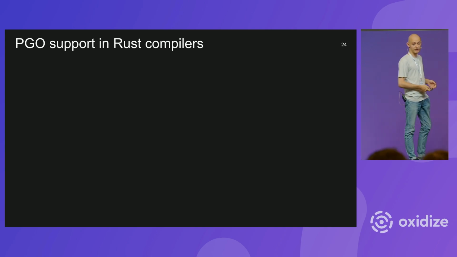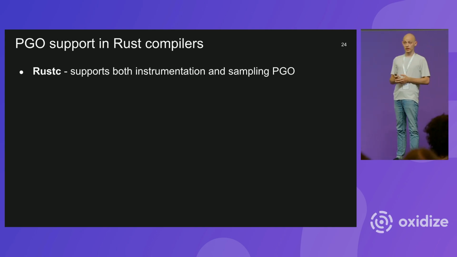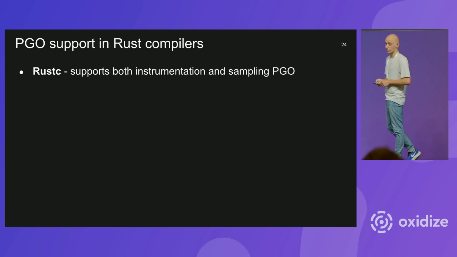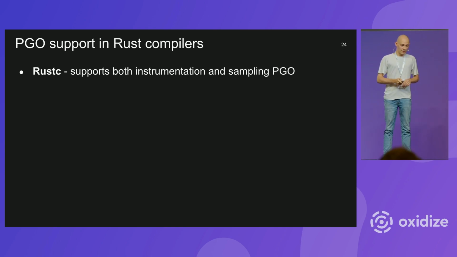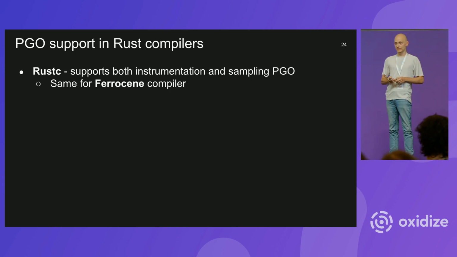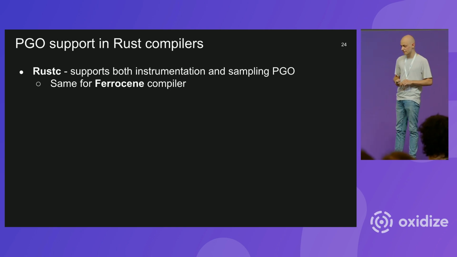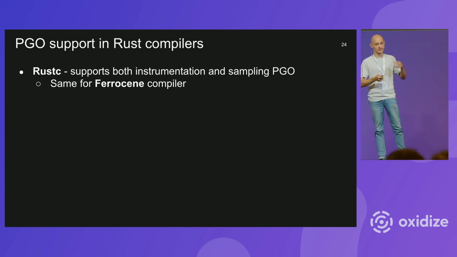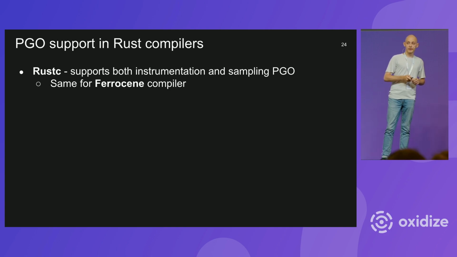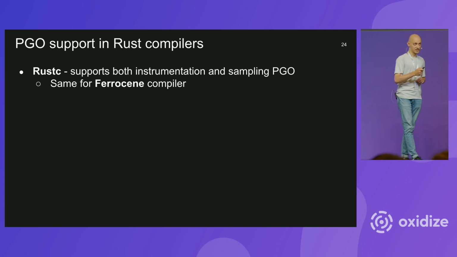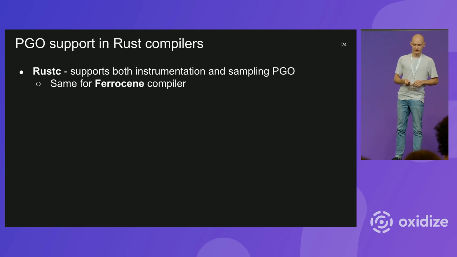PGO support in the Rust compilers. At first, the most common compiler, the Rustc compiler, supports both instrumentation and sampling PGO. Unfortunately, sampling PGO is not documented, but anyway. Good news that the same goes for the Rustc compiler, because it's the downstream for the Rustc. Bad news that the Rustc compiler doesn't support the most advanced PGO types like temporal, context-sensitive things, and so on. Even if they are implemented in LLVM and in the Clang compiler, because Google contributes mostly to Clang, not to the Rustc, and Facebook too. Facebook also uses PGO a lot inside.